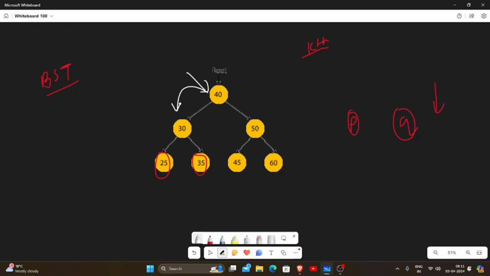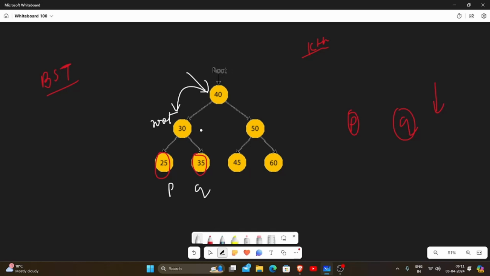If P and Q are both smaller than my root node, that makes sure that both P and Q lie in the left subtree. So if I'm at 40 and I need to find P and Q, here we can clearly see that 25 and 35 are both less than 40. So yes, I can move to the left subtree. Why? Because both are lesser, and a BST says that nodes on the left are smaller. Since both are smaller, I can move my root to here. So I came here.